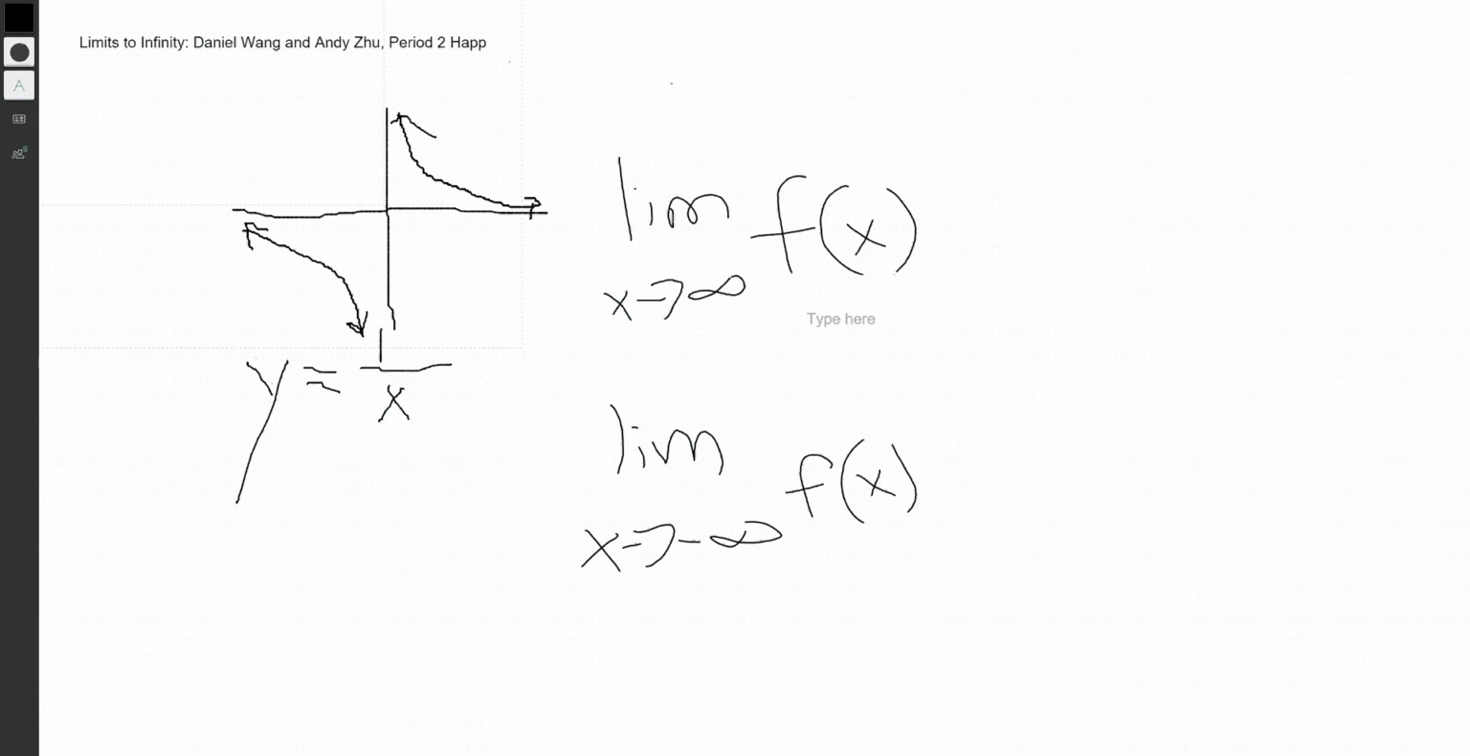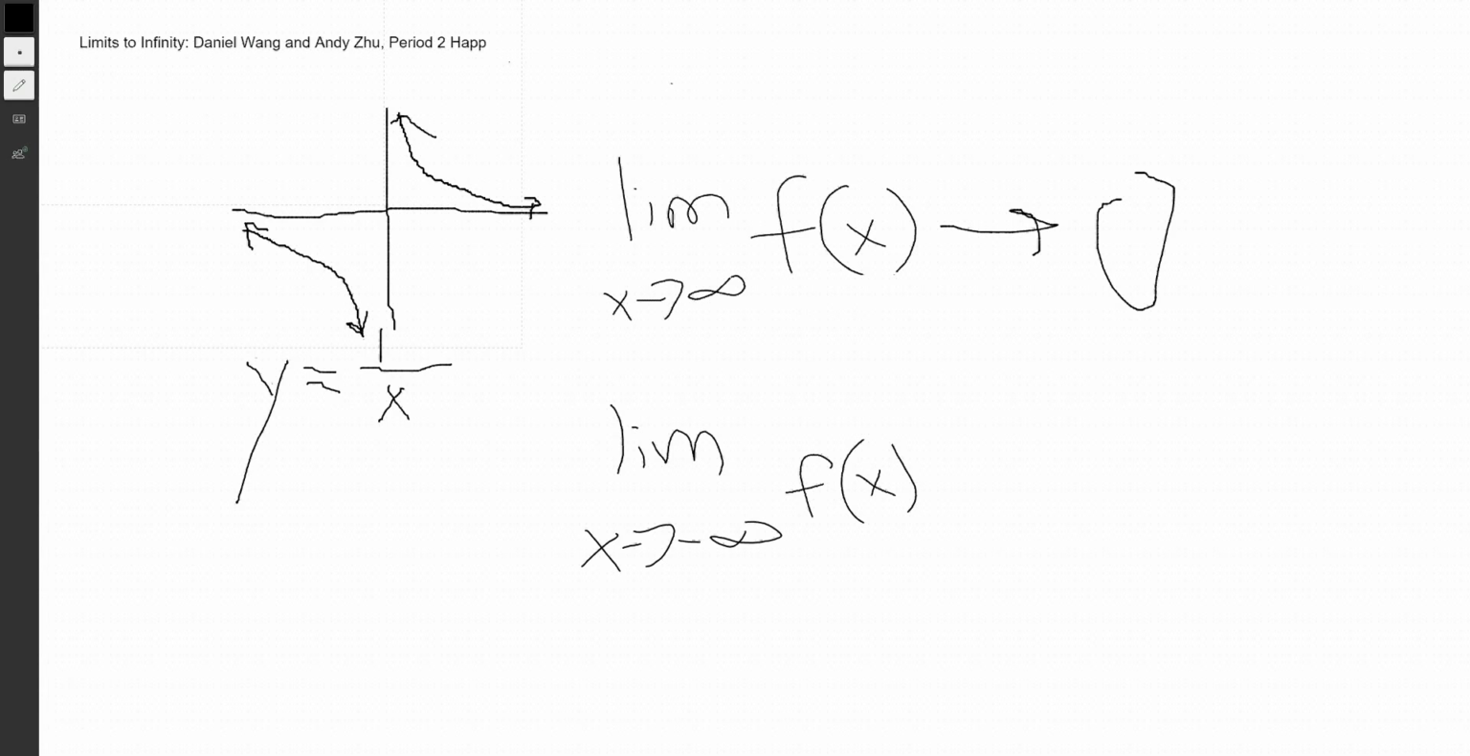So let's look at a more concrete example. Let's say we have the function y equals 1 over x. If we draw that function out by plotting points or just by knowing what it looks like, we can see that as x increases to some arbitrarily large value, we know that our function is going to be closer and closer to 0.